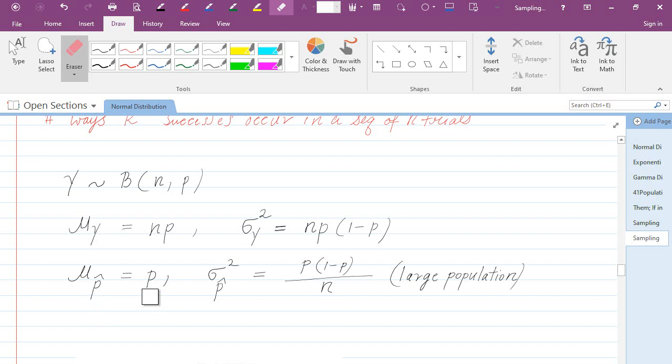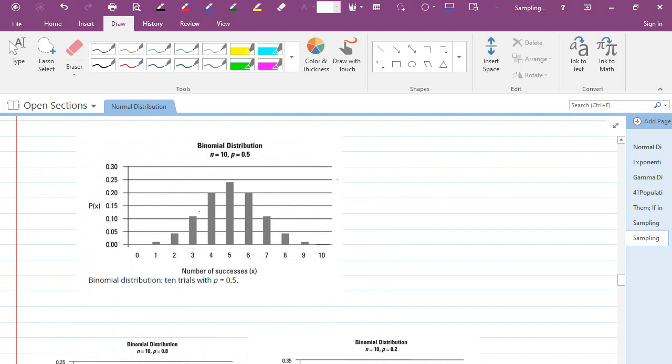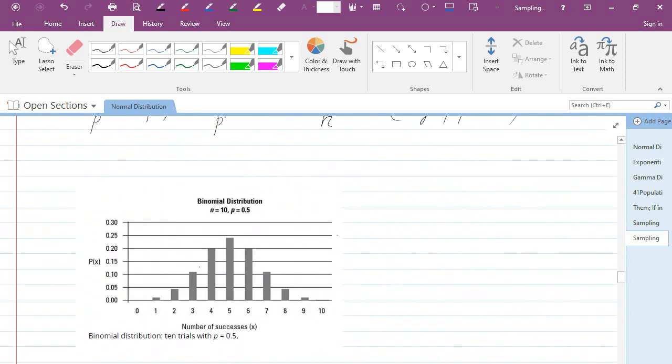Similarly for the variance. Here I have 3 pictures of the binomial distribution. When n is 10 and p is 0.5, this is the histogram for the binomial distribution. Here, the probability that x is 5 is given by this height here. The probability that x is 4 is about 20%, or 0.2.